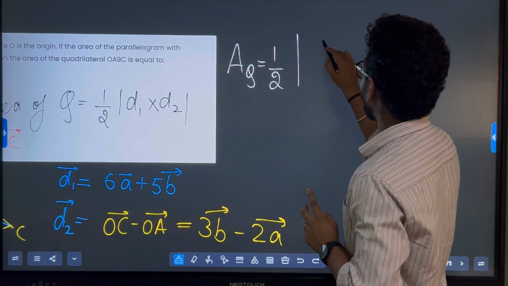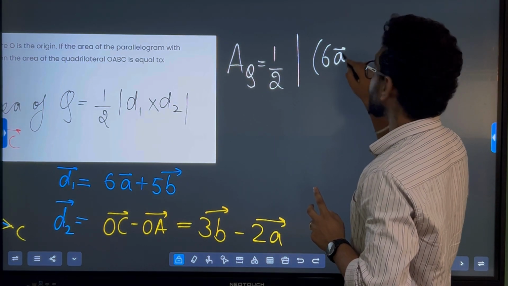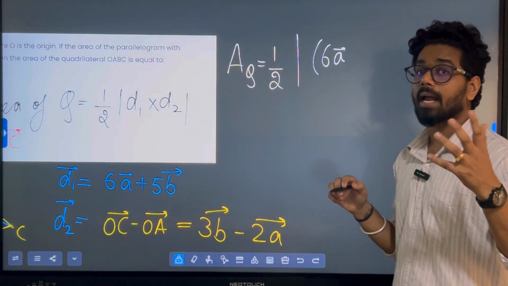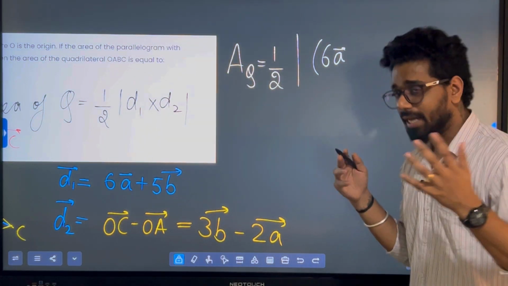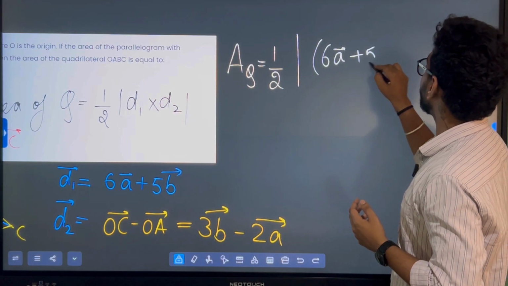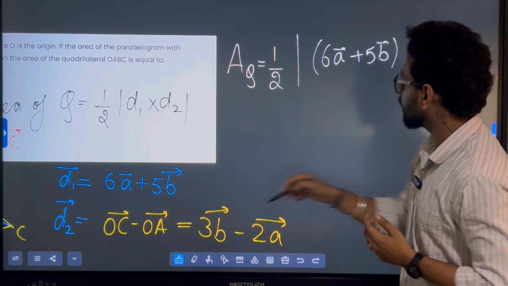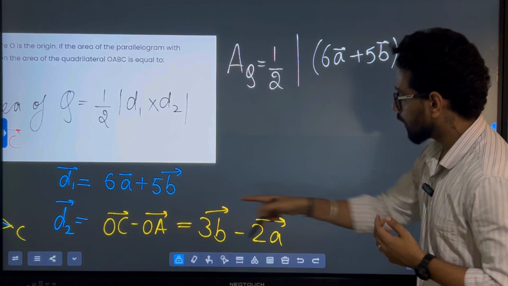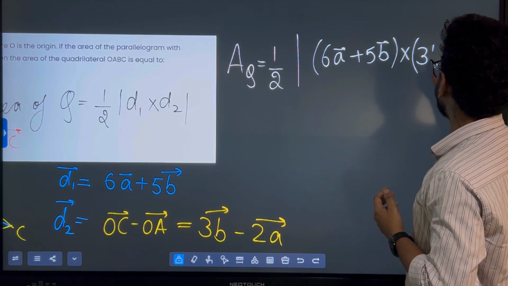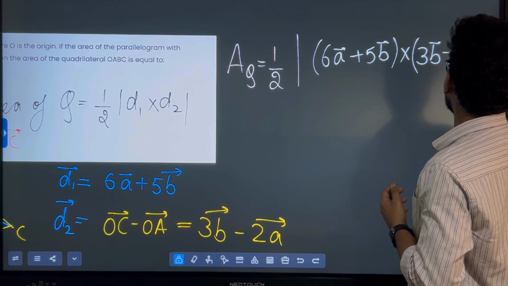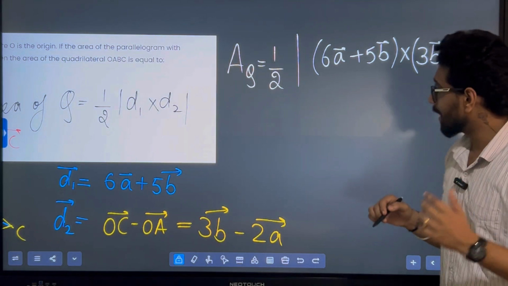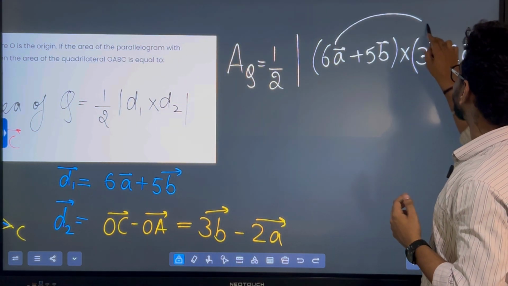So it's 6a vector. Now you will also learn how to multiply. Can we have a distributive law? Yes. 6a plus 5b vector is your d1 vector. Take a cross product with the d2 vector, which is 3b minus 2a vector. Alright, now this into this.